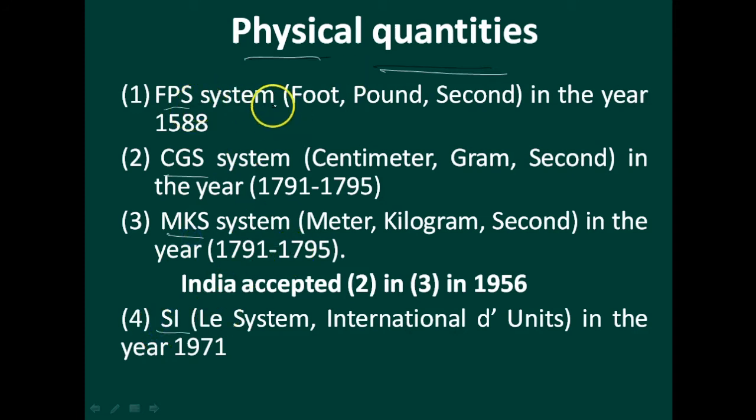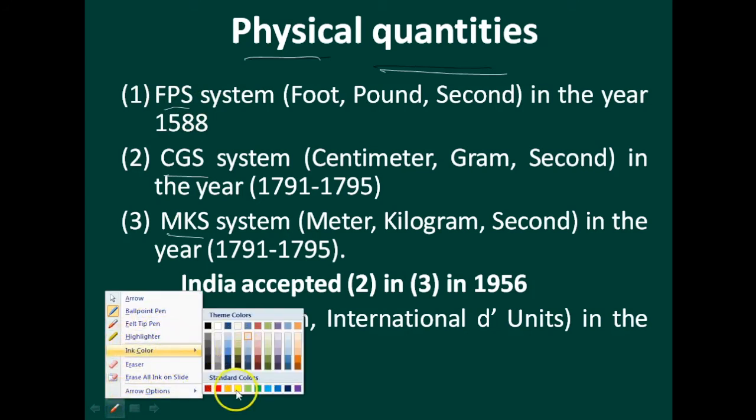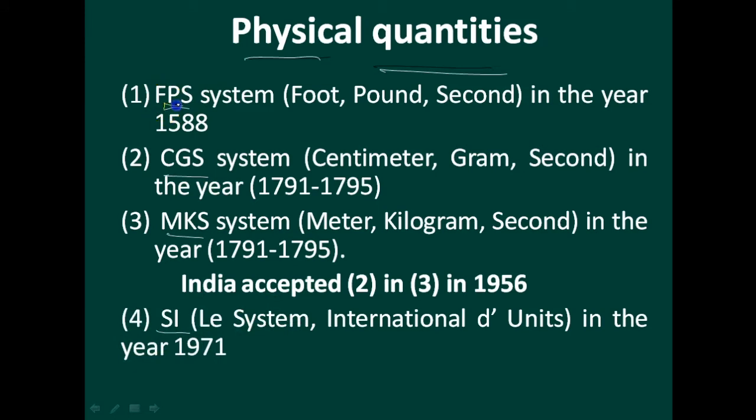As shown here, this is the FPS system. F means foot, P means pound, and S means second, which dates from the year 1588. Then the CGS system: centimeter, gram, and second, in the years 1791 to 1795, when it was discovered.